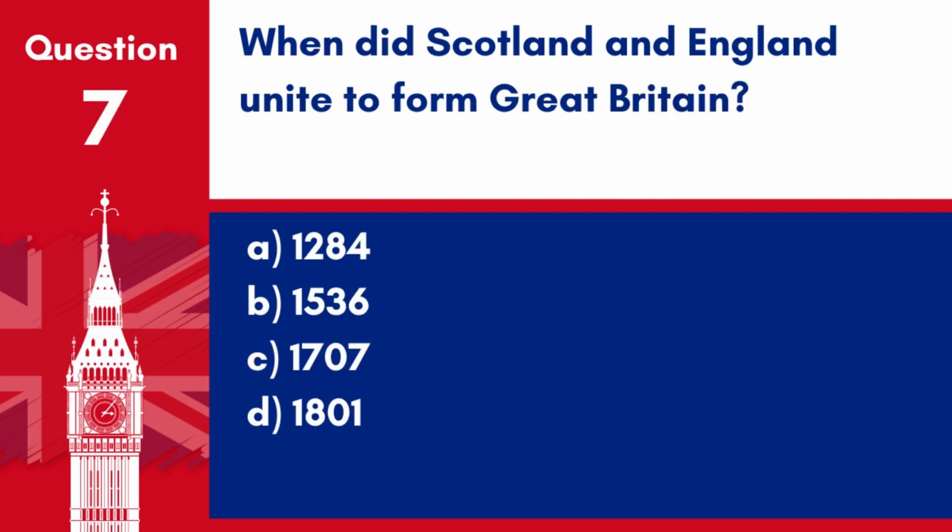Question 7. When did Scotland and England unite to form Great Britain? A. 1284, B. 1536, C. 1707, D. 1801. Answer C. 1707. Scotland and England united to form Great Britain in 1707 under the Act of Union.